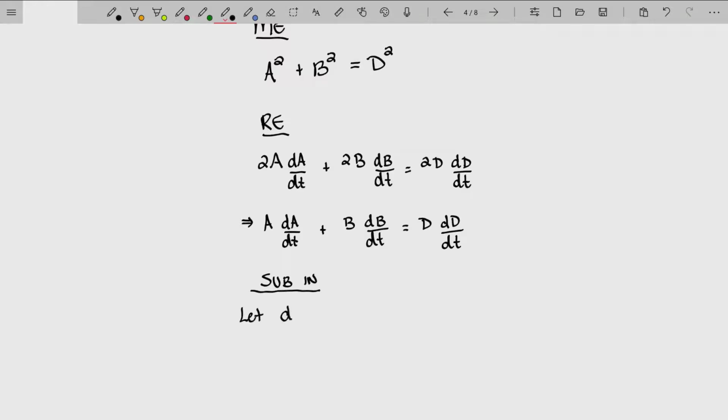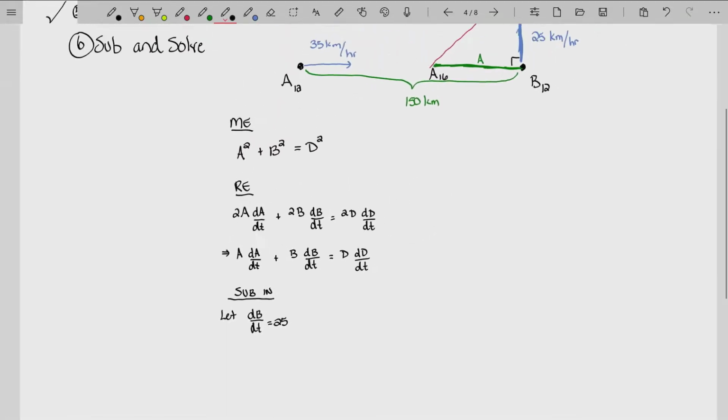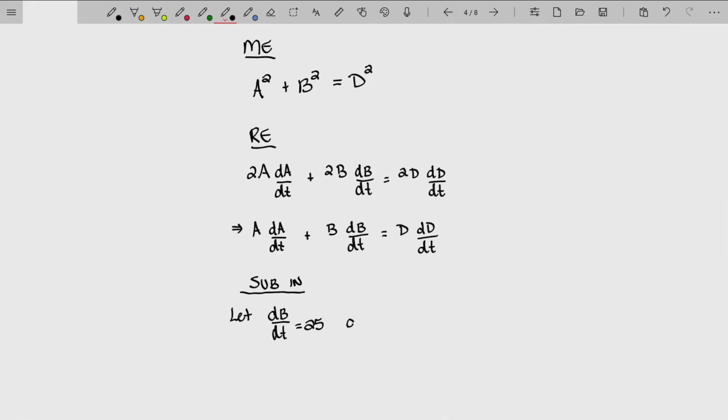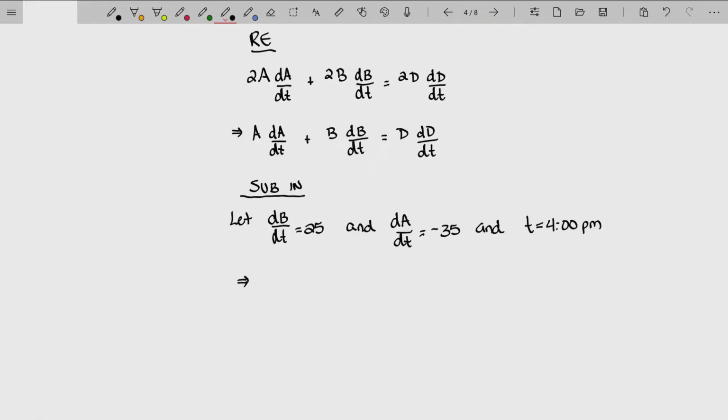We're going to let dB/dt equal 25. I think that's what it was. Yeah. And dA/dt equal negative 35 and time equal 4 p.m. All right, let's do this. That will imply, well, we'll leave A alone, but we'll call this negative 35 for dA/dt. We'll leave B alone, and we'll sub in 25 for dB/dt, and we'll leave D alone, dD/dt.